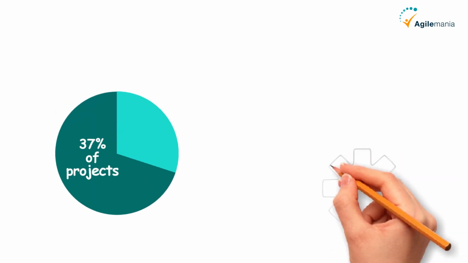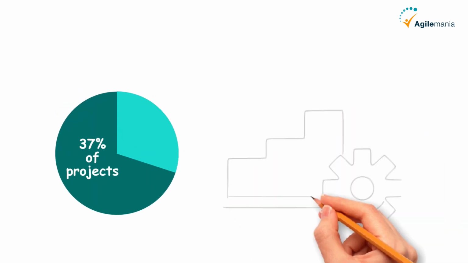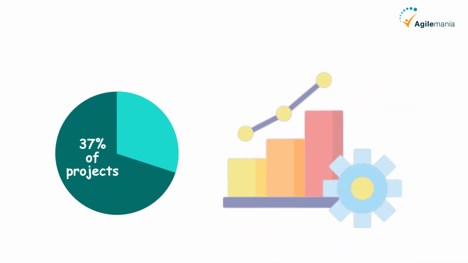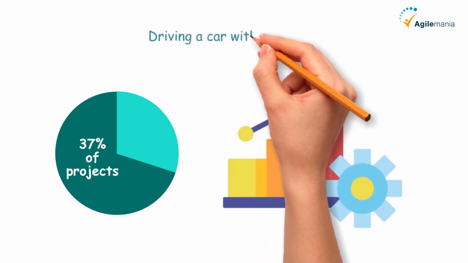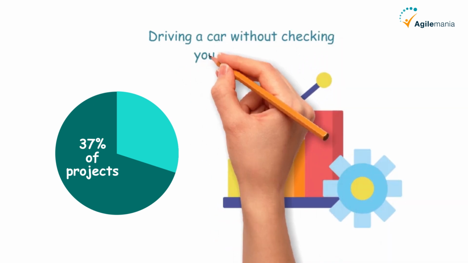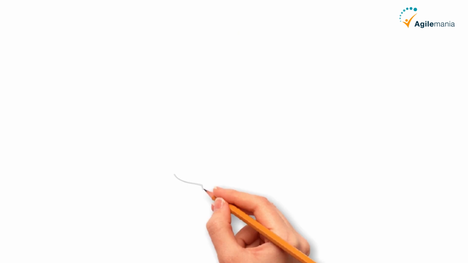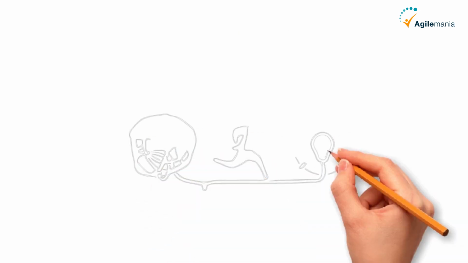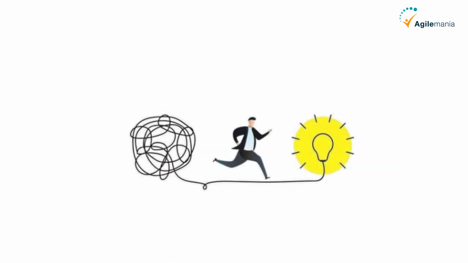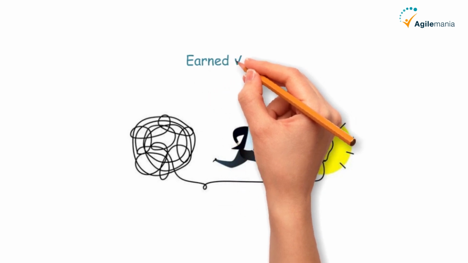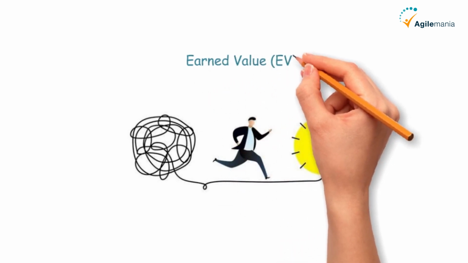Did you know that 37% of projects fail because managers don't track their progress? That's like driving a car without checking your fuel gauge. You might run out before reaching your destination. But don't worry, today I'll show you a simple way to keep your project on track using earned value, EV. Stay with me till the end, and you'll learn to calculate EV like a pro.